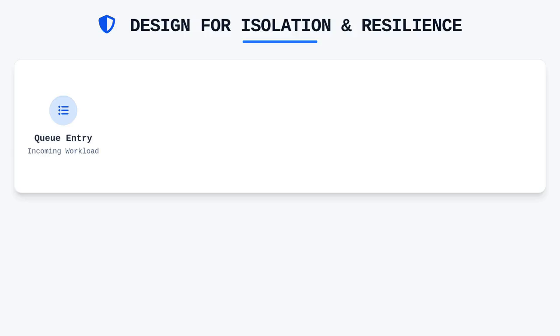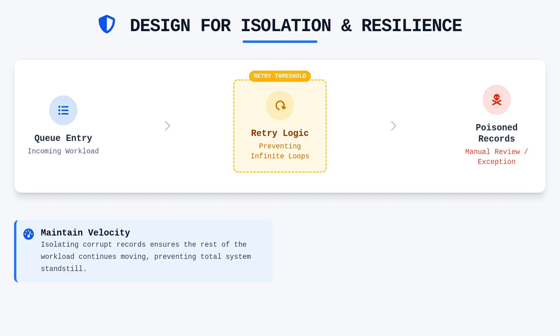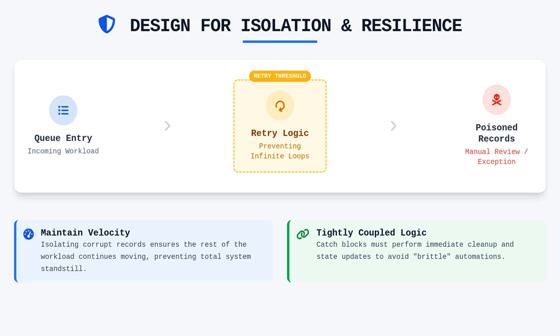Isolation is another critical aspect of this design, as we must prevent problematic items from entering an infinite loop that blocks the rest of the queue. By properly configuring the retry count threshold, you effectively create a safety valve that flags poisoned records for manual review after the configured number of attempts. When an item reaches this limit, it is finally moved into a finalized exception status, separating it from the workload remaining for the robots, which allows your process to maintain velocity.